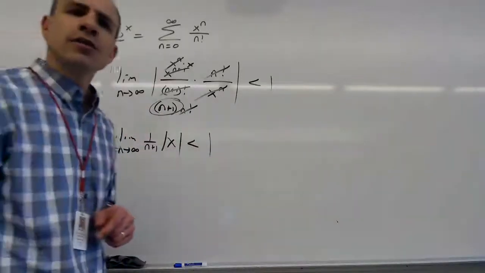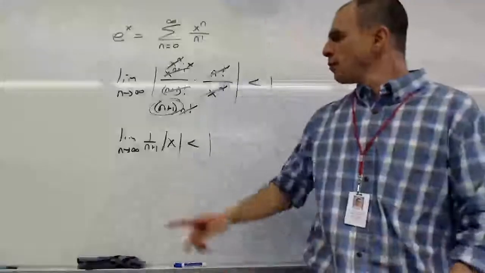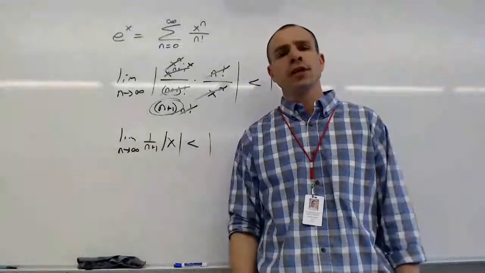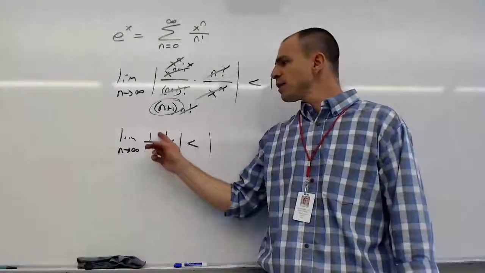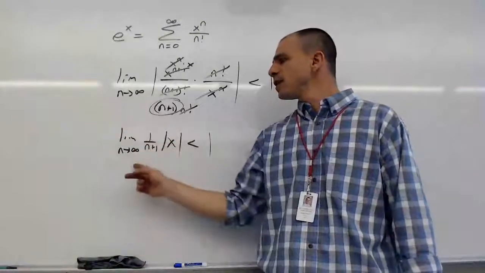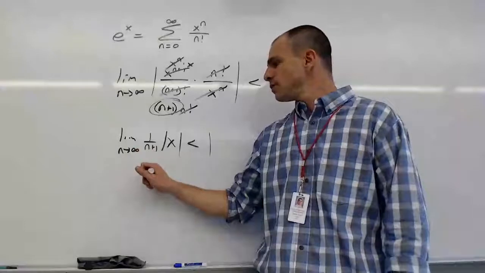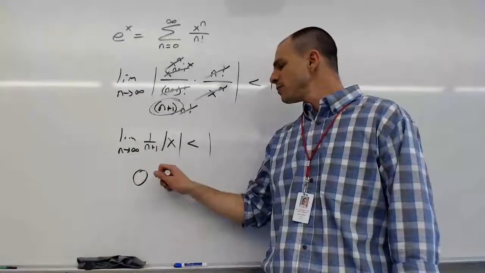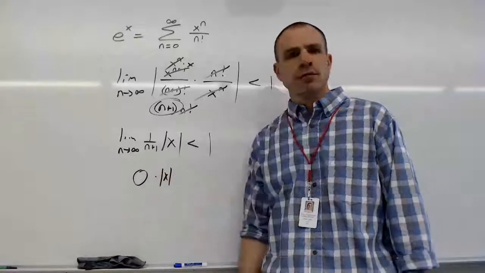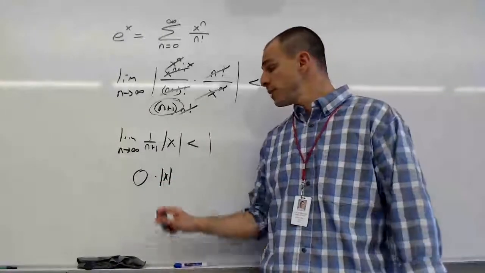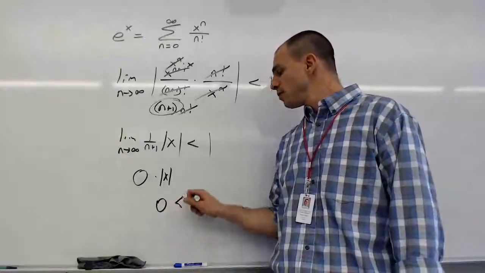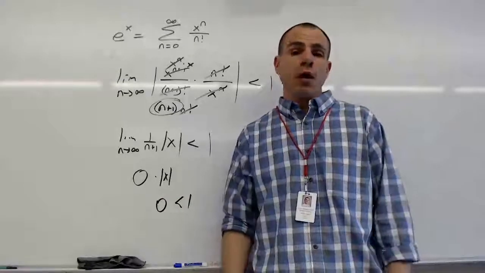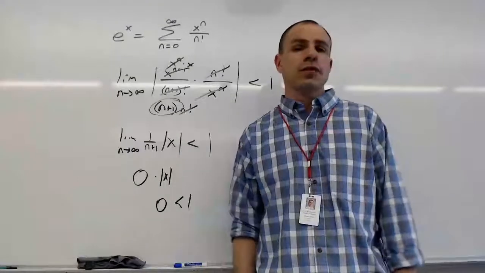Well, take a look at what's happening here with this limit. Where's the largest degree? It's in the denominator only, which means that this expression, as n approaches infinity, is heading towards the value of 0. So we have 0 times the absolute value of x. 0 times anything is 0, and 0 is always less than 1. So our series will always converge. Doesn't matter what x is.